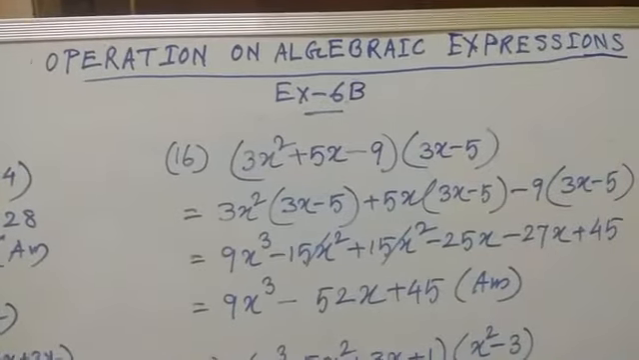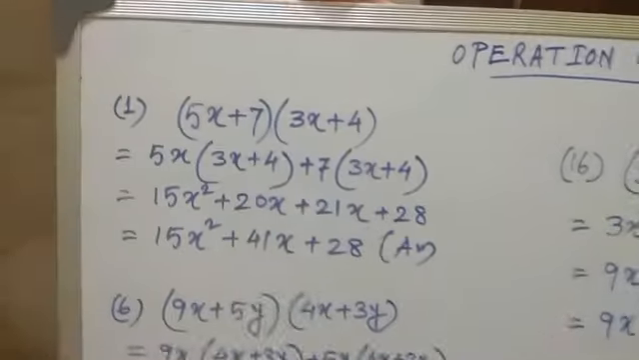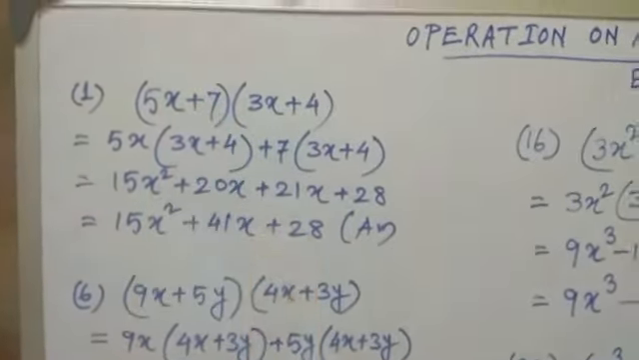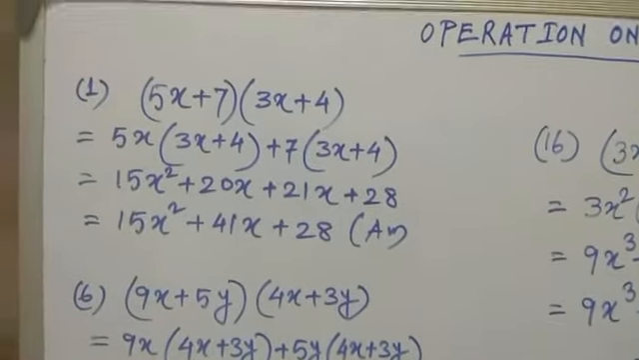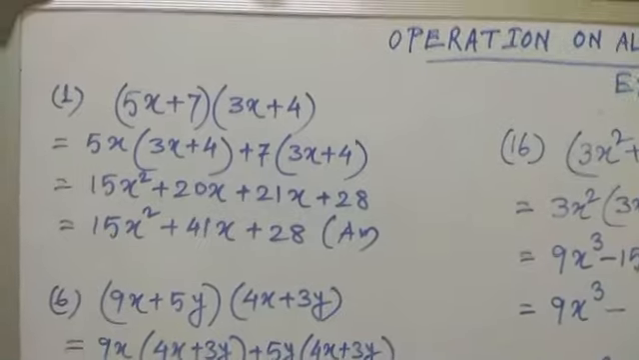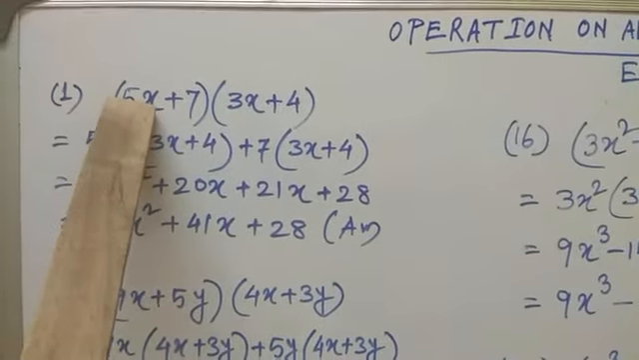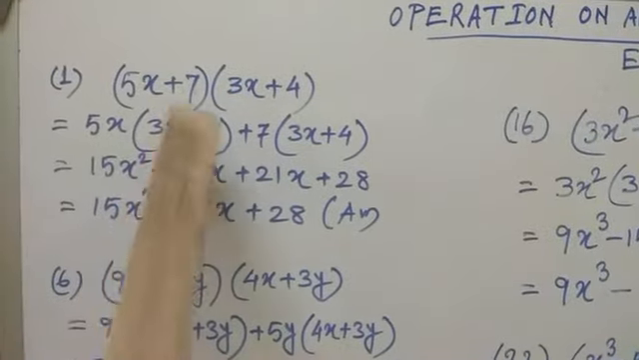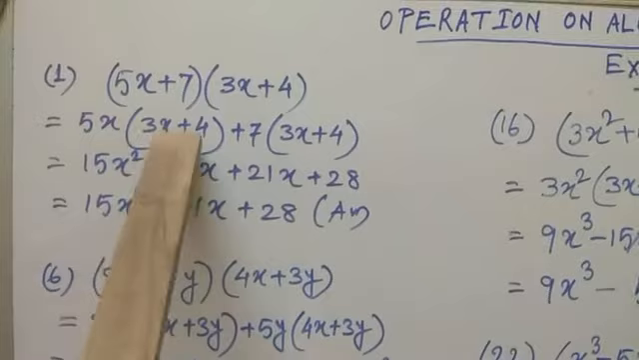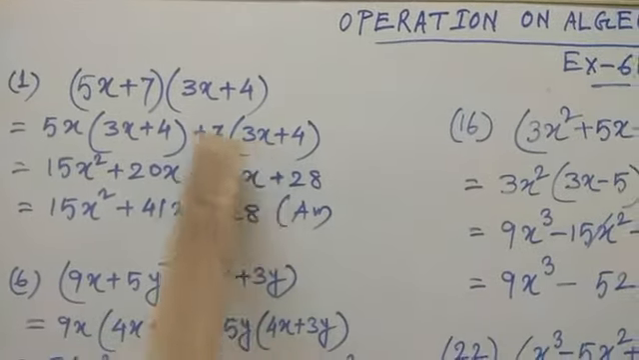Now exercise 6b from R.S. Agarwal. Question number 1. Find the product of these two binomials. So 5x plus 7 into 3x plus 4 equal to 5x, first term, 5x into 3x plus 4, plus 7 into 3x plus 4. Now multiply these two terms 3x plus 4 by 5x and multiply these two terms by 7.